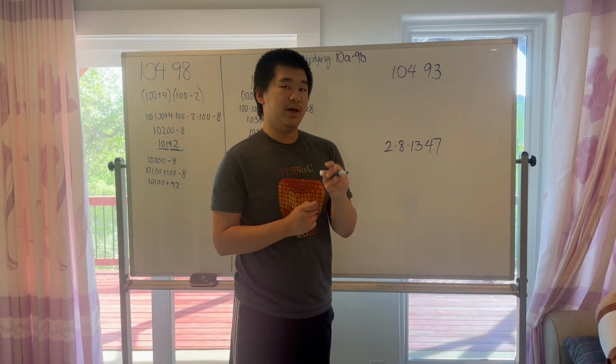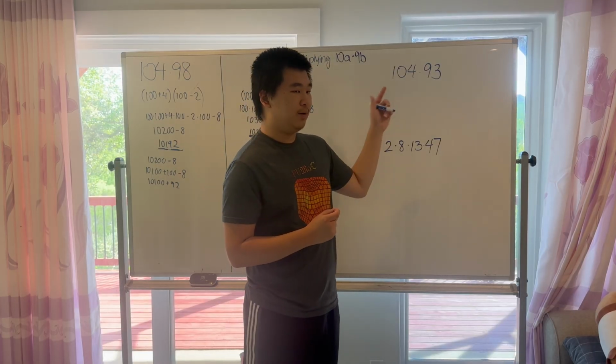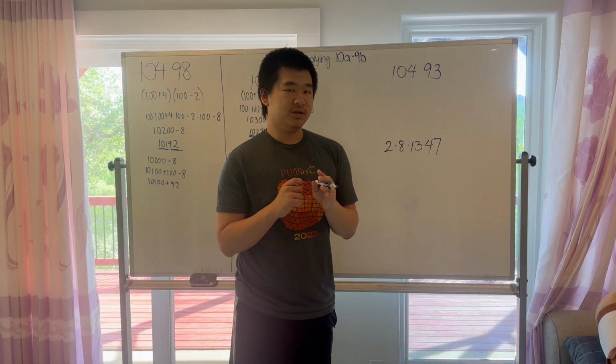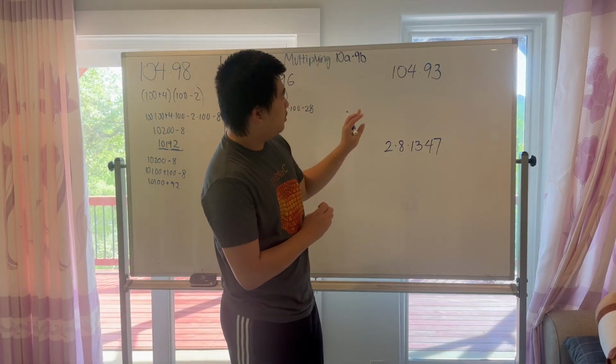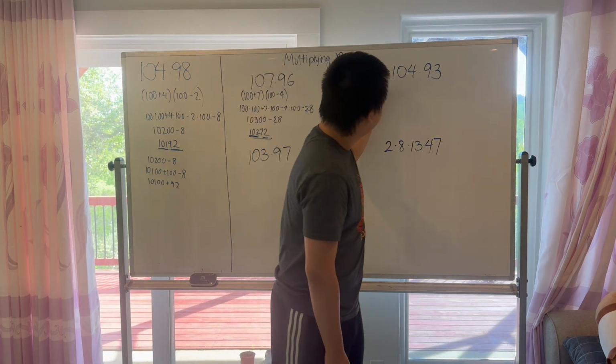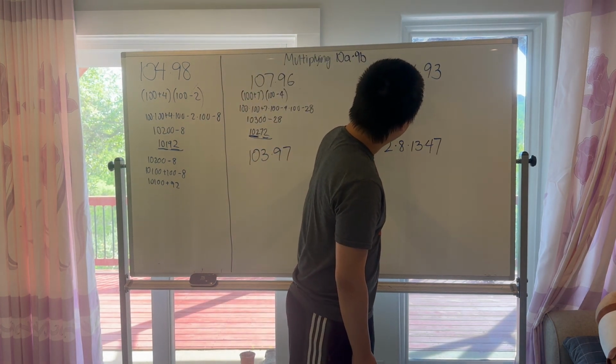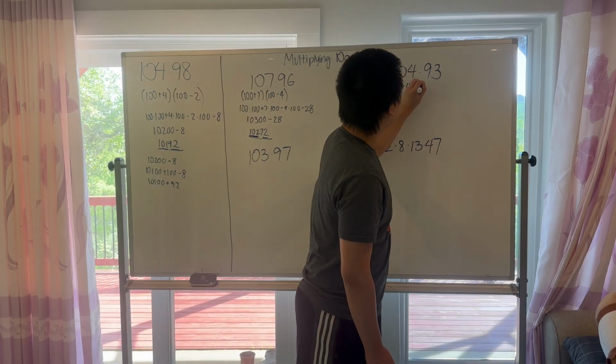So if you can, and if you want to, try to do this in your head right now. If you can't, that's totally all right. We'll go over it with FOIL. So here's how we do it with FOIL. We'll say 100 plus 4 times 100 minus 7.